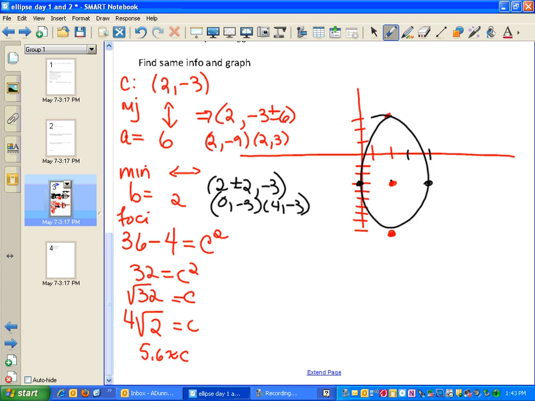How we doing? Does this make sense? Now my focal points are along which axis, the x or the y? Which means that C, which is 4 root 2, is going to get added to the x value of my center or the y value of my center. The y. So we're going to go 2 comma negative 3 plus and minus 4 root 2.